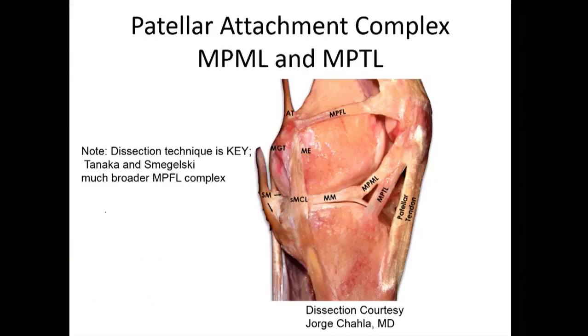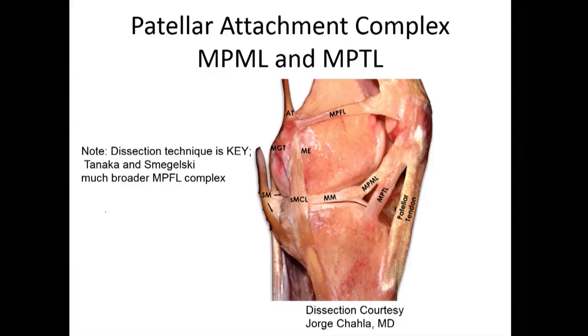And then this is Chalo's dissection. Two things I'd like to point out: there are a couple of extra important patellar ligaments. One is the medial meniscal patellar ligament, the other is the medial patellar tibial ligament. But if you look up at his MPFL, you can see he has a much narrower dissection.